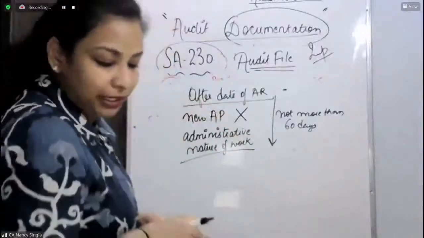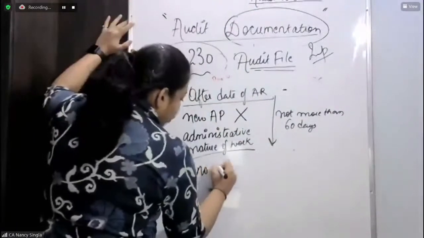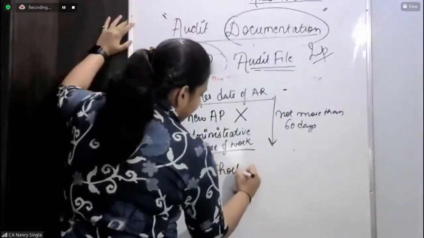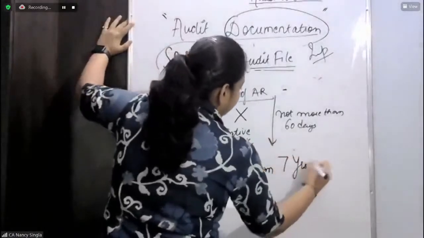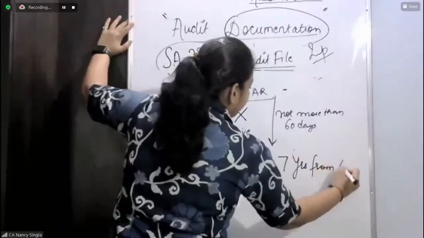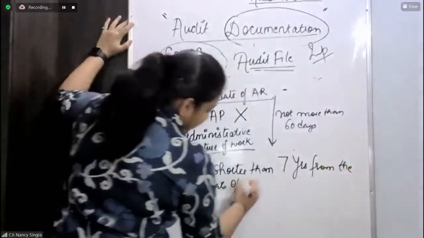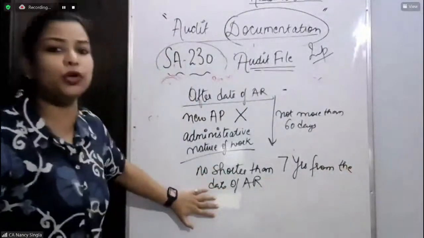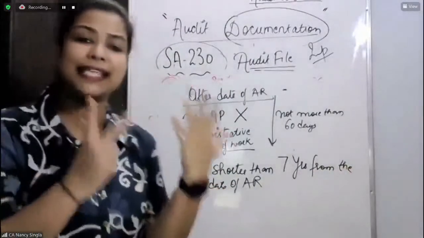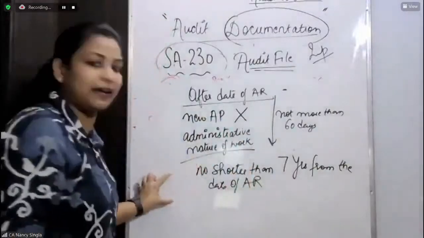And what is that period? It should be no shorter than 7 years from the date of audit report. That means once the audit report was signed, till 7 years from that date, you will retain this file.